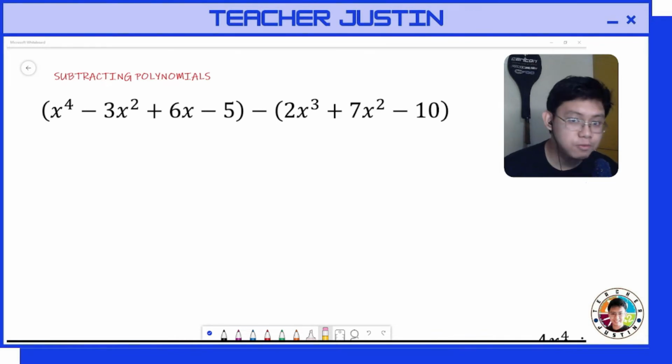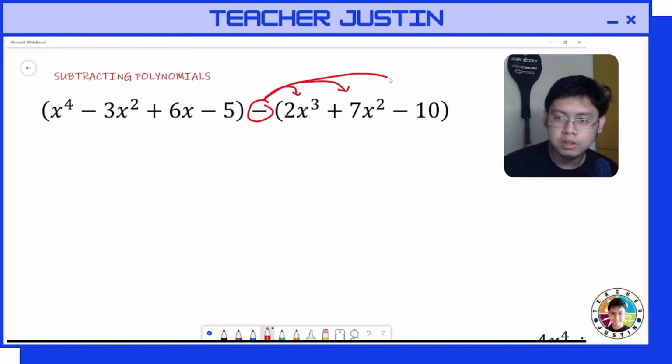Okay, so our first step is to apply the distributive property, or distribute the negative sign to each term. Negative times positive will be negative, and negative times negative is positive. So let's apply the distributive property, and our second polynomial will become negative 2x cubed minus 7x squared plus 10.